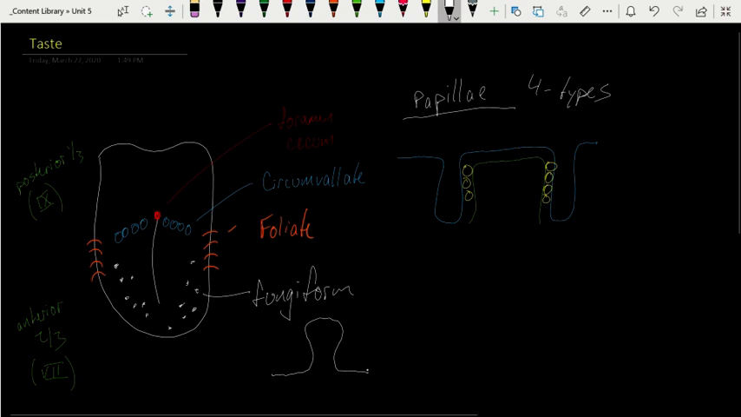There is one more type of papilla, but this type of papilla doesn't have any taste buds on it. And this is the filiform papilla. We can draw those here.